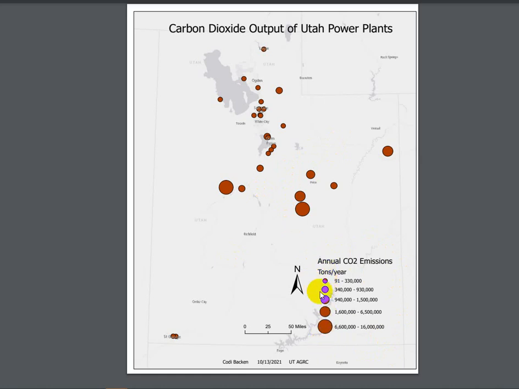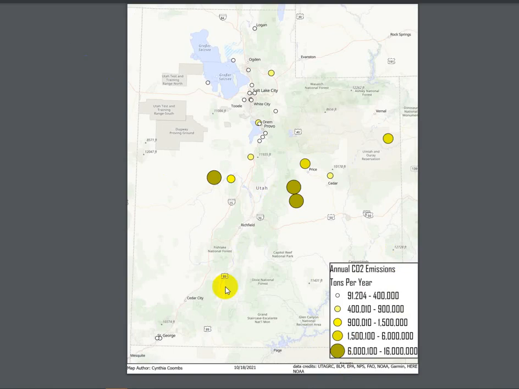So this one is just a single encoding, right? Just using graduated symbology. And I'm going to talk about the difference between graduated and proportional in just a second. Let me just flick through a couple more of these.